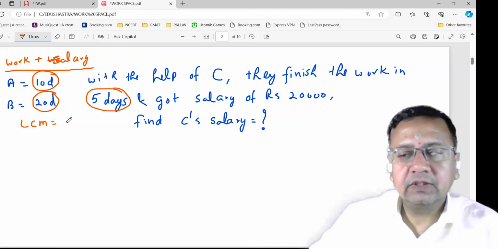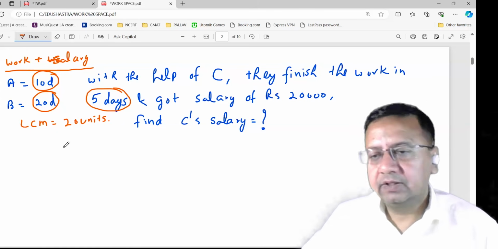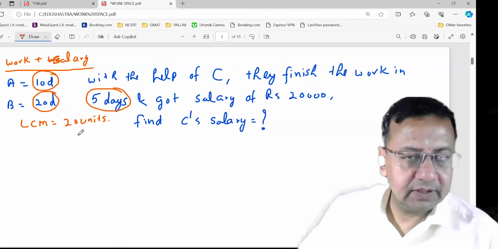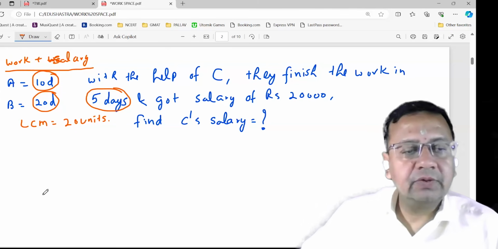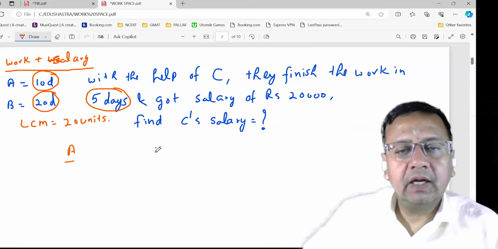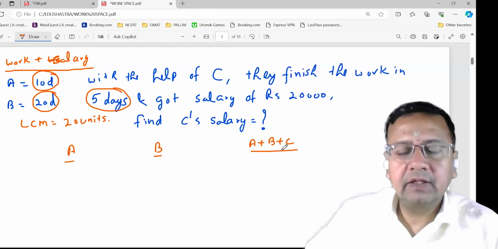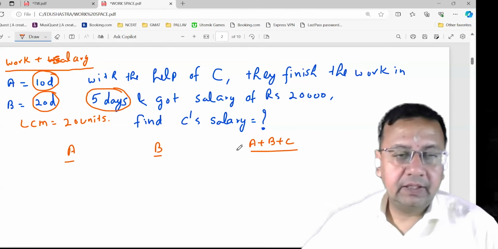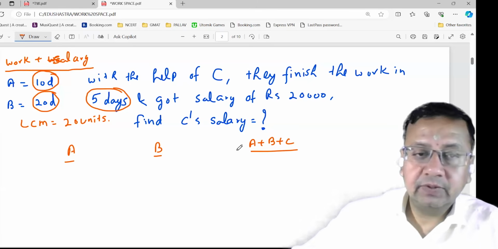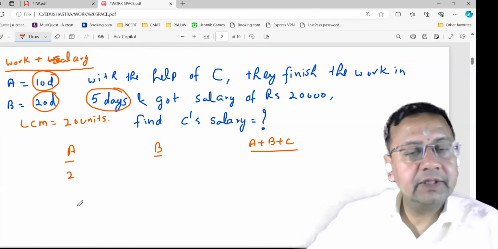10, 20, and 5. What is the LCM? Yes. So 20 units, right? I take total work is 20 units, which is to be finished. So now I have A, I have B, and I have A plus B plus C. A is doing a work in 10 days. Total work is 20 units. So I can say A can finish 2 units per day.